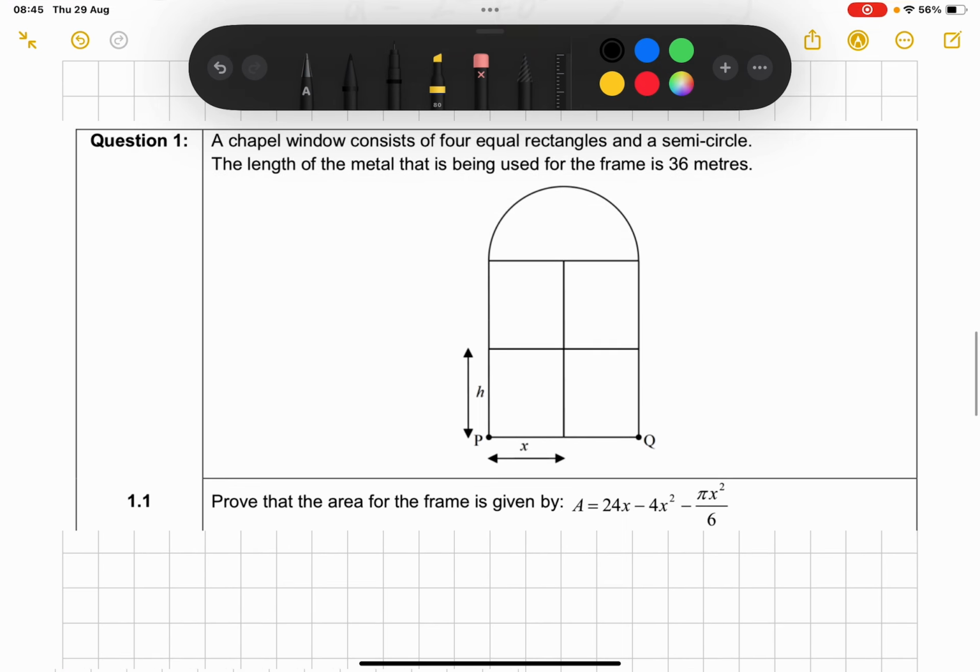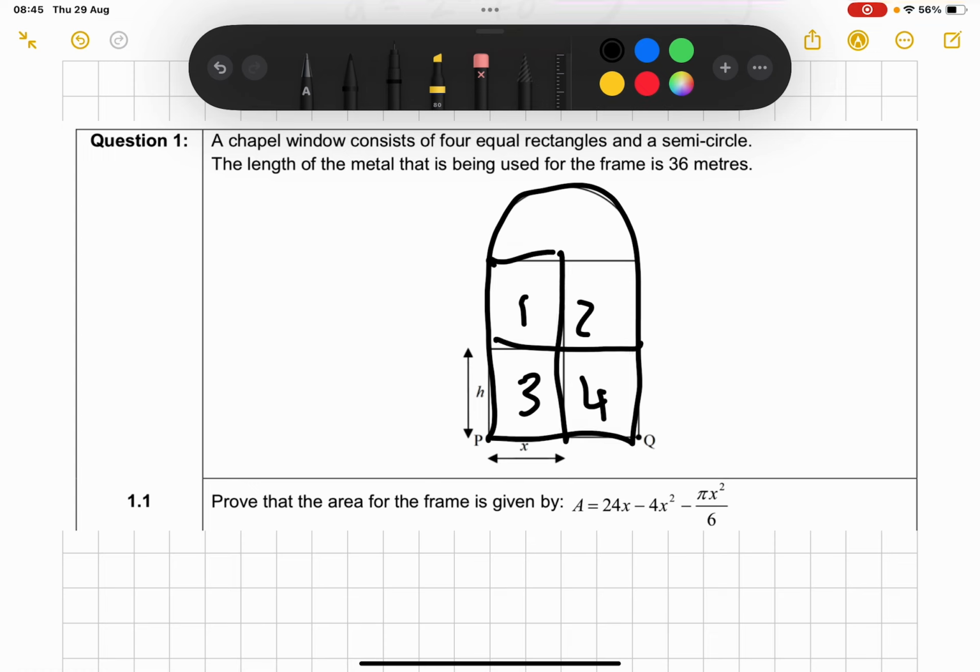We are going to be doing another optimization question, this time using surface area, technically area and perimeter. We are given a chapel window consisting of 4 equal rectangles and a semicircle. The length of the metal that has been used for the frame is 36. So these lines, all here, give us a value of 36.